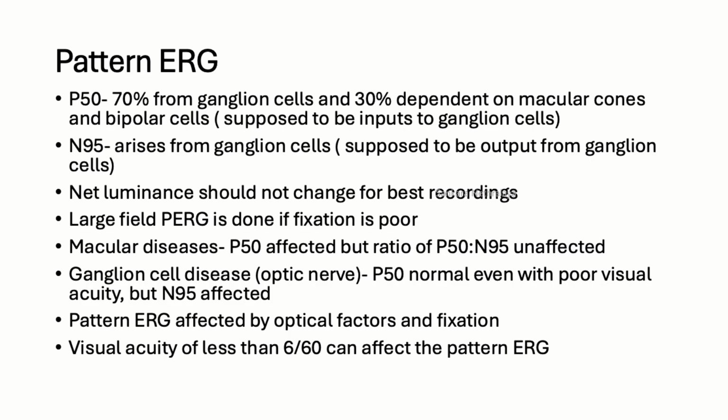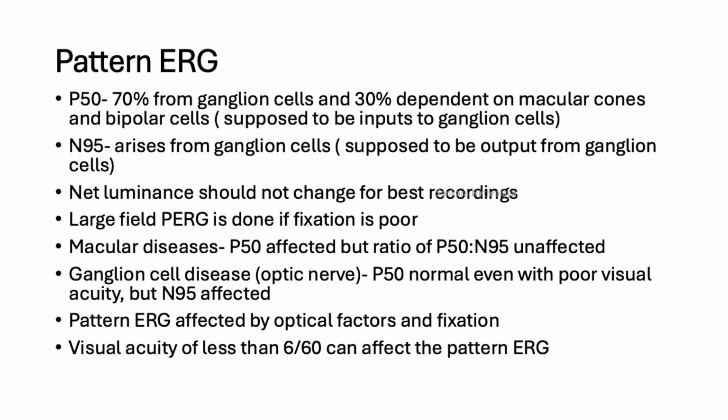Okay, so in ganglion cell disease, optic nerve diseases, P50 can be normal even with poor visual acuity. This is very important. Somebody has poor vision but it is caused by an optic nerve disease, ganglion cell and beyond, P50 can still be normal and N95 is affected. That is, the ratio of P50 to N95 is altered, wherein N95 is reduced but P50 is still normal. I told you already in the beginning, if a wave is affected, subsequent waves will also be affected. So if P50 is affected, N95 will be 100% affected.